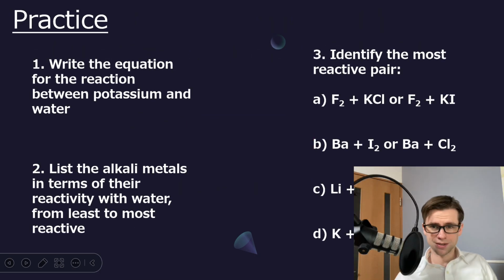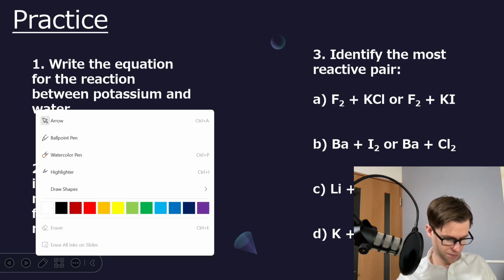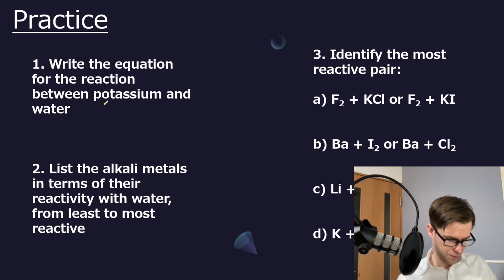So that brings us to the end of this section. It's not very long. It's just introducing you to some of the most common reactions for the most metallic elements, alkali metals, and halogens. So number 1, write the reaction between potassium and water. Potassium is K. So we have some solid K plus H2O, liquid.